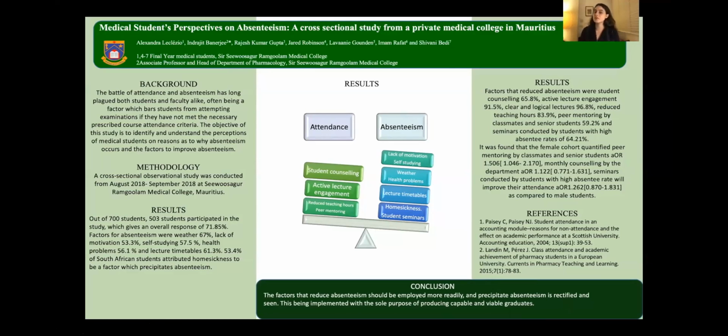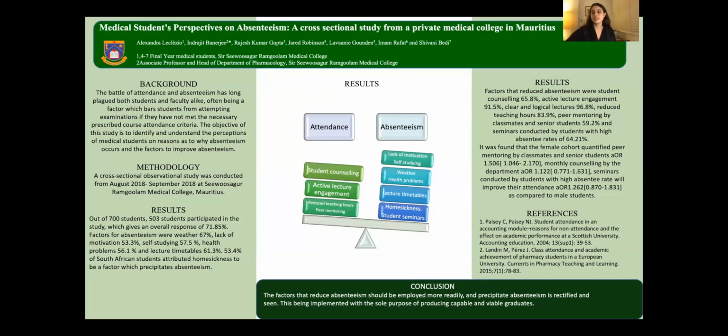A cross-sectional observational study was conducted from August 2018 to September 2018 at SSR Medical College. 503 students participated in the study. Factors for absenteeism were weather, lack of motivation, the need for self-studying, health problems, and lecture timetables. And South Africans noted that homesickness was a big factor that led to absenteeism.